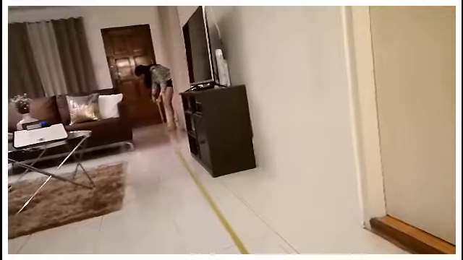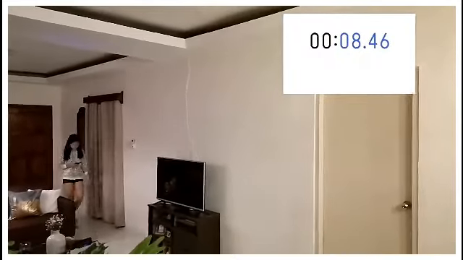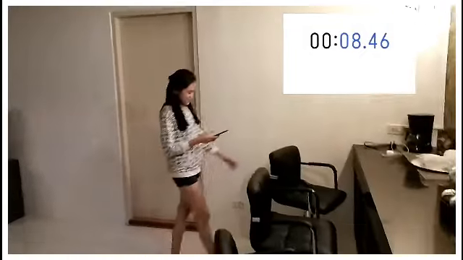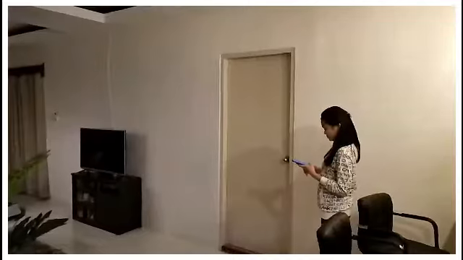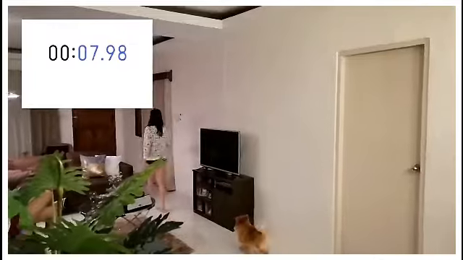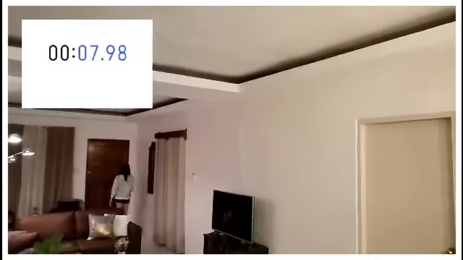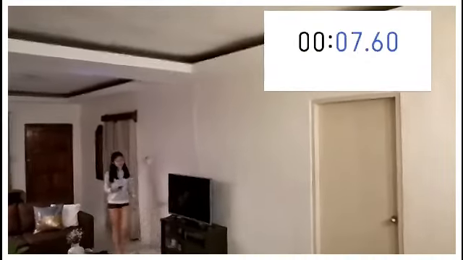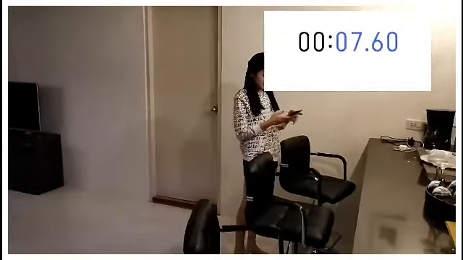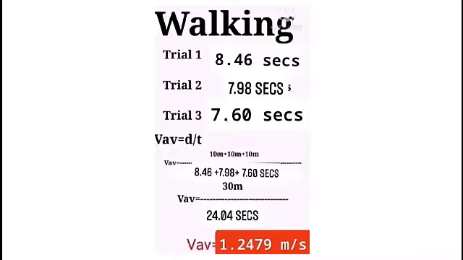We will do the same. Measure 10 meters and then mark the starting and the ending point, and then we will start walking. First trial, I got 8.46 seconds. And then on the second trial, I got 7.98 seconds. On the third trial, I got 7.60 seconds. And then we will solve it using this formula also.